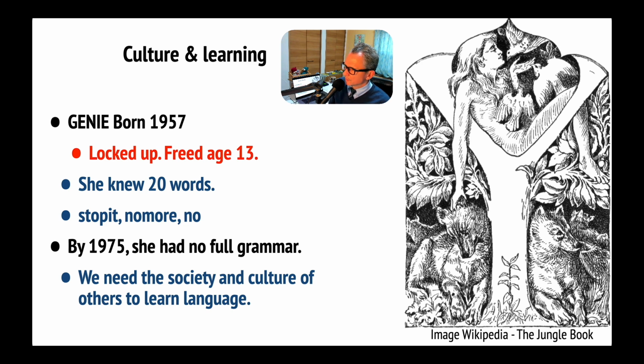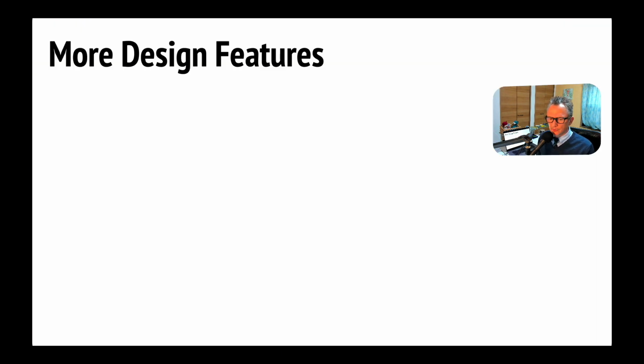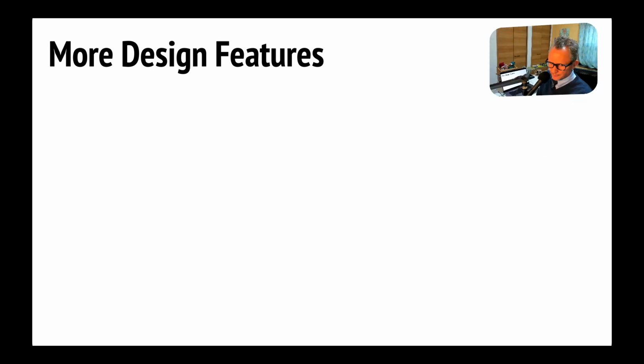Let's go on. The next one is, based on this picture, look at those. What do you see in this picture? Well, my response is, I love the smell of freshly baked bread. And yet, I'm looking at tomatoes when I said it. So this is the idea of stimulus freedom.